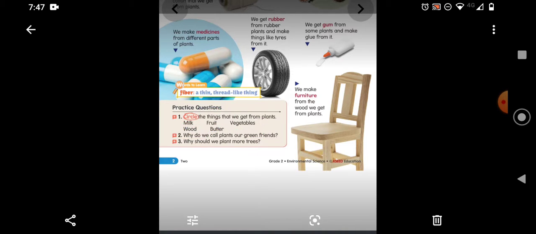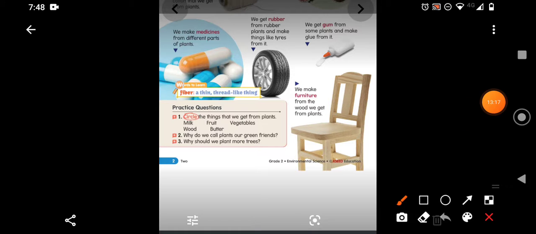So do that, children. Now, why do we call plants our green friends? Plants are called green friends because they make the environment green. They give us fresh air. They keep the air cool and clean. Just you can write, plants keep the air cool and clean. Cool spelling is easy, COOL. Clean spelling also easy. You can try it on your own, children.